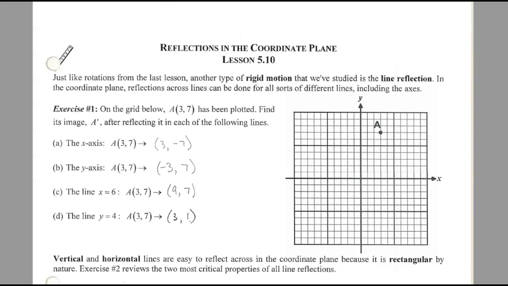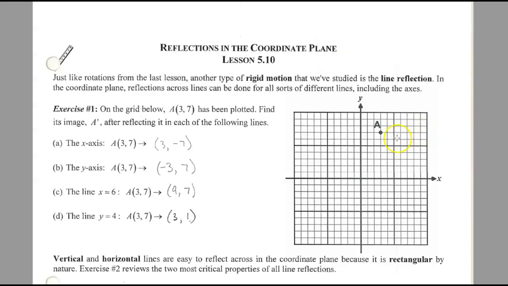All right, the second of our coordinate plane transformations lessons is about reflections. And so this time, again, we're talking about a rigid motion, but this time we're talking about reflecting over a line. That line could be the x-axis, could be the y-axis, could be some other vertical line or some other horizontal line. So if we're reflecting across the x-axis, what ends up happening is we move in a vertical path across the x-axis.